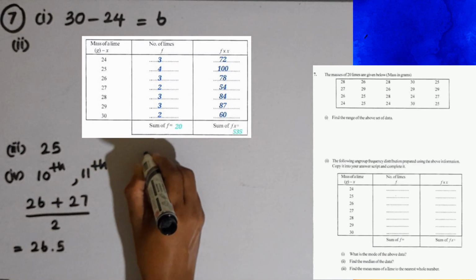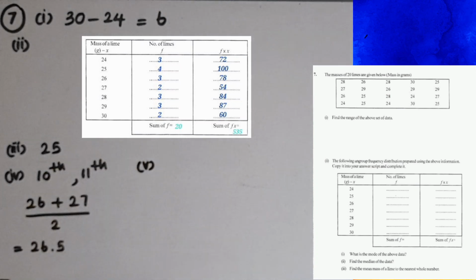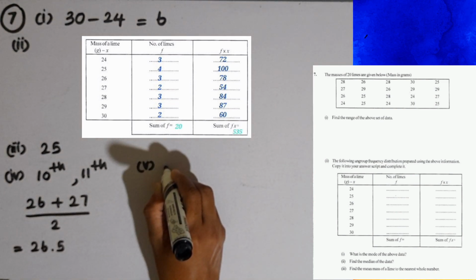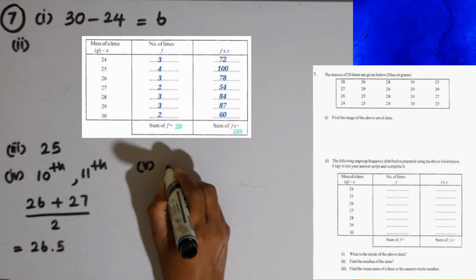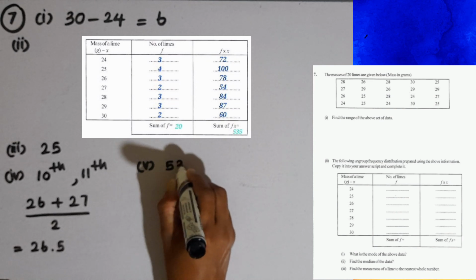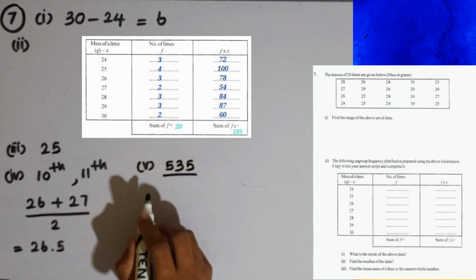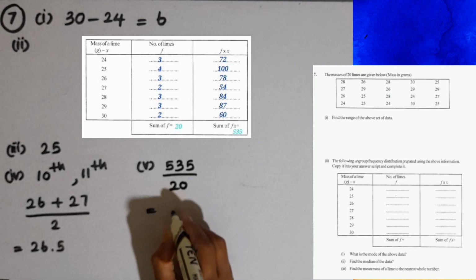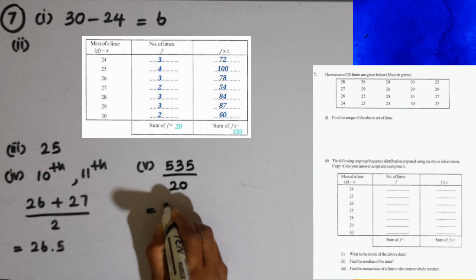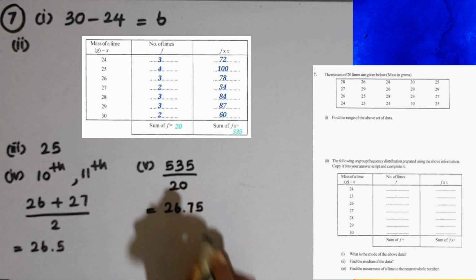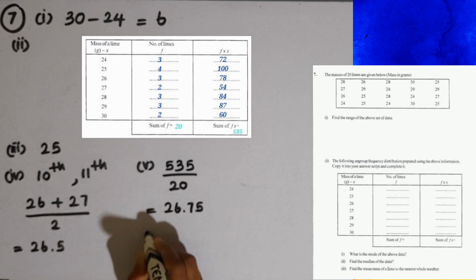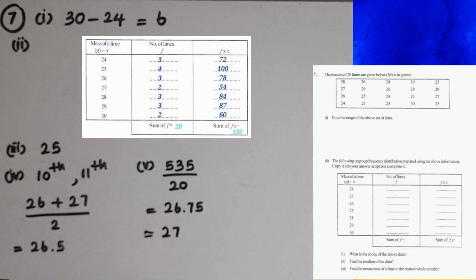Then last part 5. Find the mean mass of a lime to the nearest whole number. We can find it by dividing the sum of the fx column, which is 535, by the sum of the f column, that is 20, the number of limes. If you divide this one, you get 26.75. Then we are asked for the answer to the nearest whole number. So we can round it off to 27. That is the mean mass of a lime.